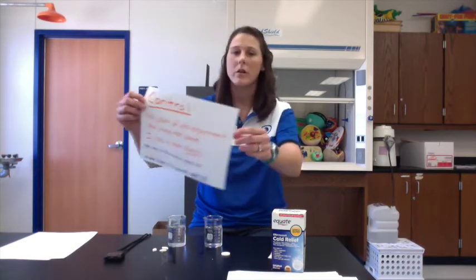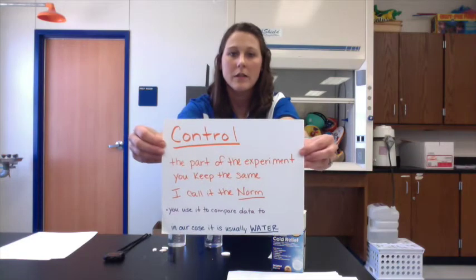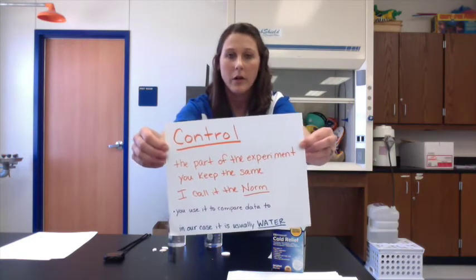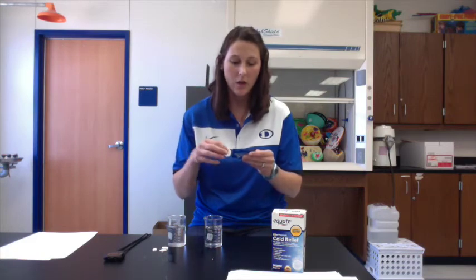The next thing we want to talk about is the control. This is the part of the experiment that you keep the same. I like to call it the norm, so you can use this to compare your data to. Usually it's going to be water. So in this case though, the norm is the whole tablet, because when you get your package, you take them out and the directions will say put them in water, and they'll dissolve. And you normally get a whole one. And so that would be our control, the whole tablet.